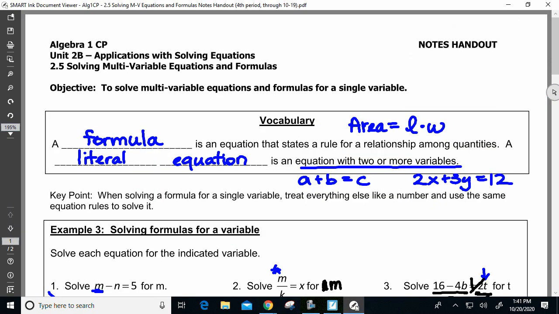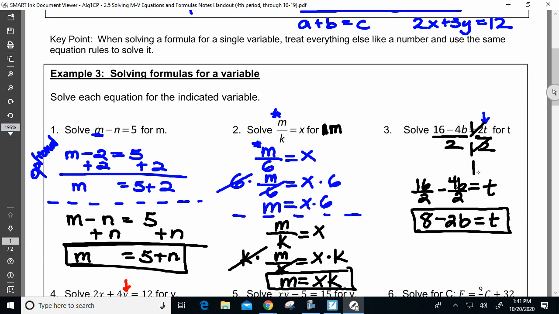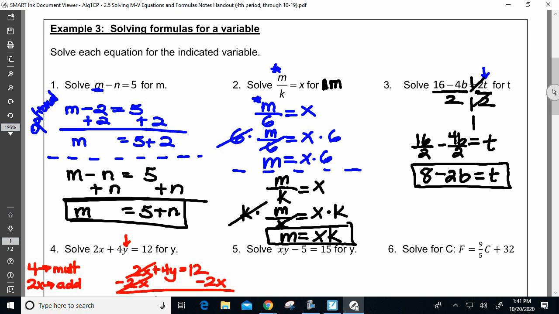All right, so just to recap what we did yesterday. We looked at formulas and literal equations, basically equations that have more than one variable. So the main thing when you're solving an equation that has more than one variable, you think about what's already in the equation and you take the opposite of it. So this is where it's absolutely important to know how to take the opposite of something.